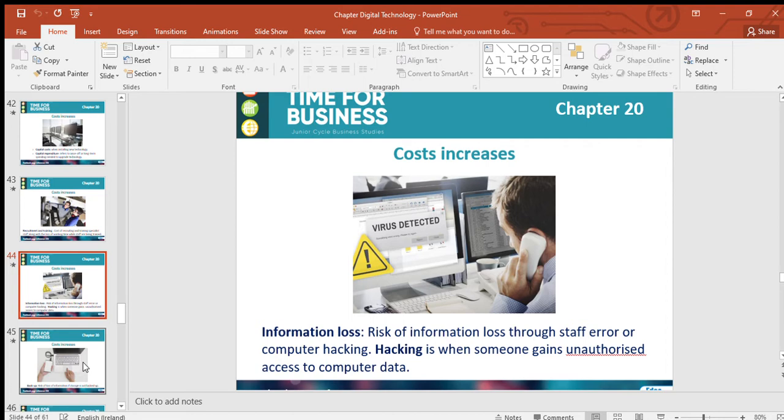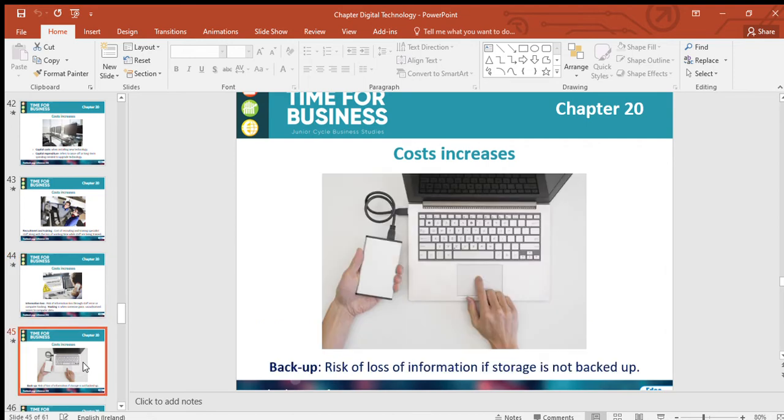If a staff member, by error, were to email information regarding the business to the public, or if the system were to be hacked, someone gaining unauthorized access to computer data, then you're at risk of sending out confidential information to the public. It's much easier to do that with online systems than obviously trying to steal paperwork.